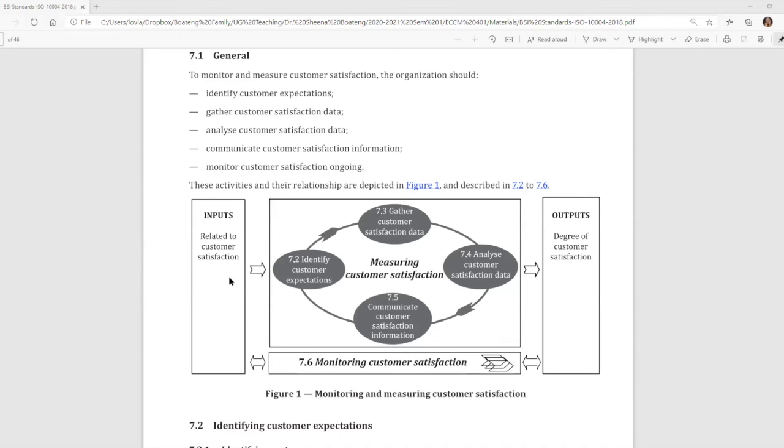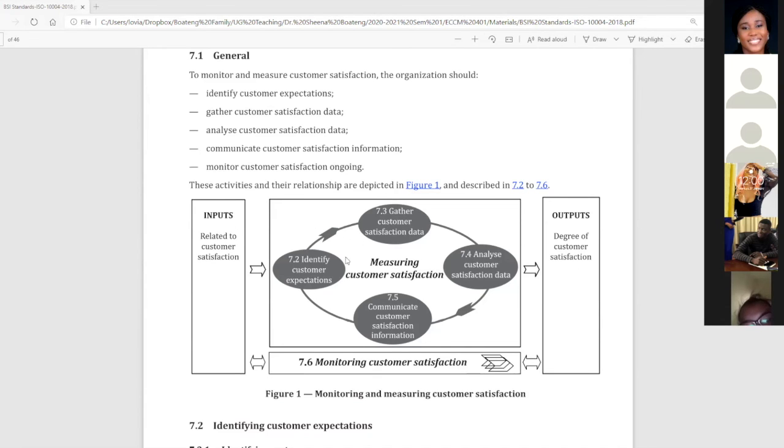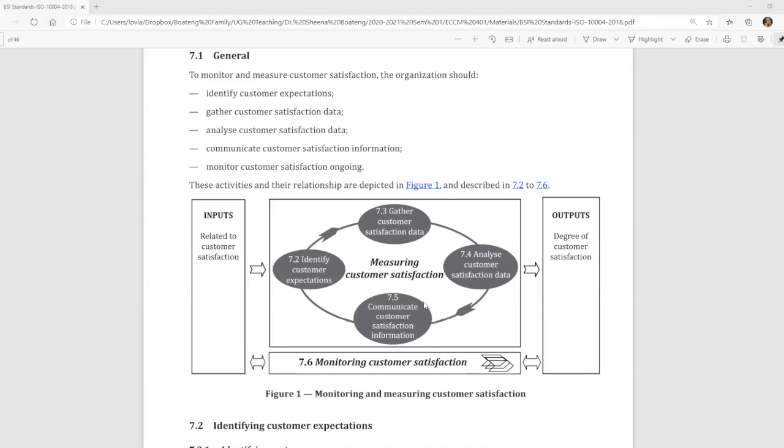Please, can we see that? Yes, madam. Good. So the figure first talks about inputs related to customer satisfaction, which is all the things that the firm has done that they believe should contribute to customer satisfaction. Now, when they put those inputs in, it is as a result of the fact that they have done what? Identified certain customer expectations. So when you identify the customer expectations and you know what you have put in, you can now go ahead and gather customer satisfaction data to see if what you are putting in is actually meeting their expectations. And once you obtain the data, you analyze this data.